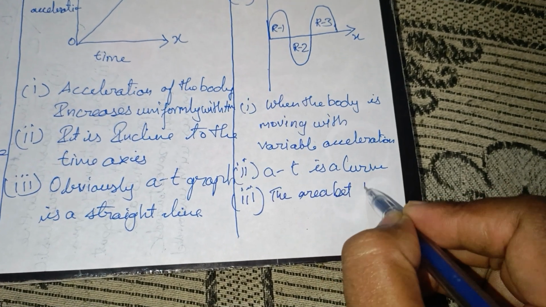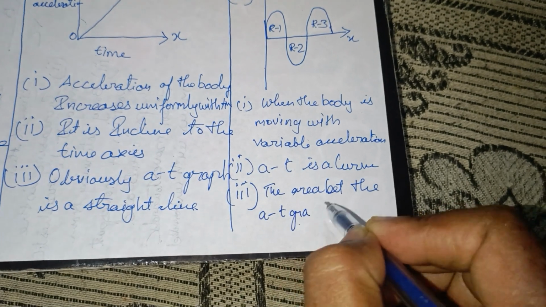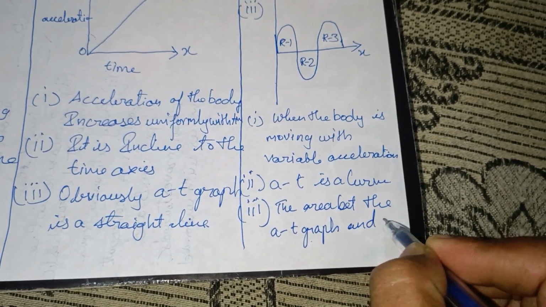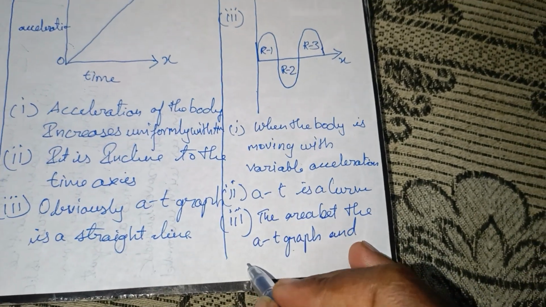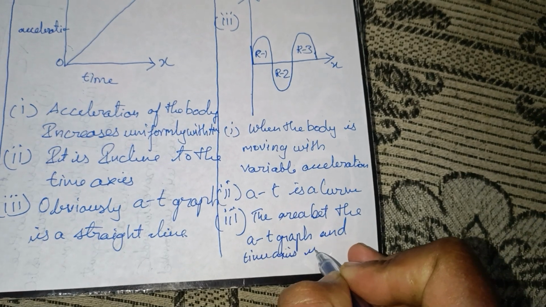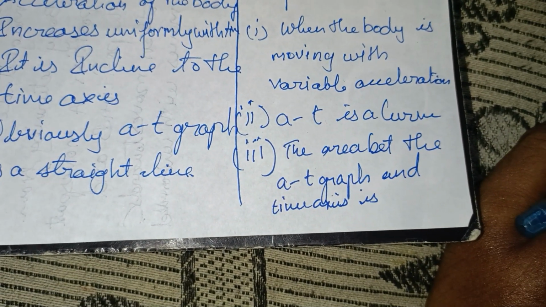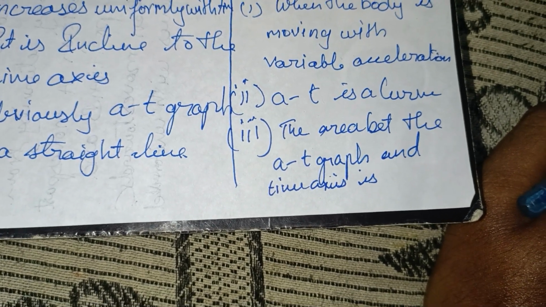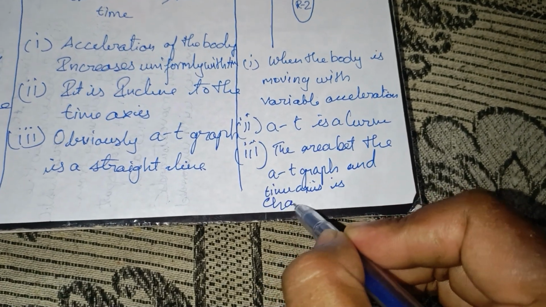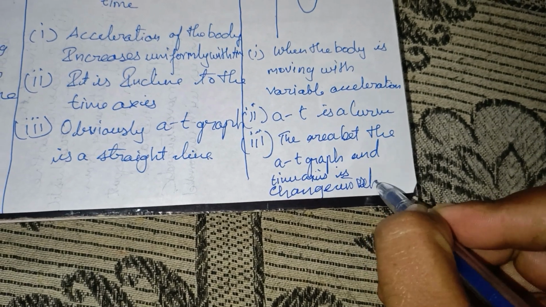The area between the acceleration time graph and the time axis gives the change in velocity.